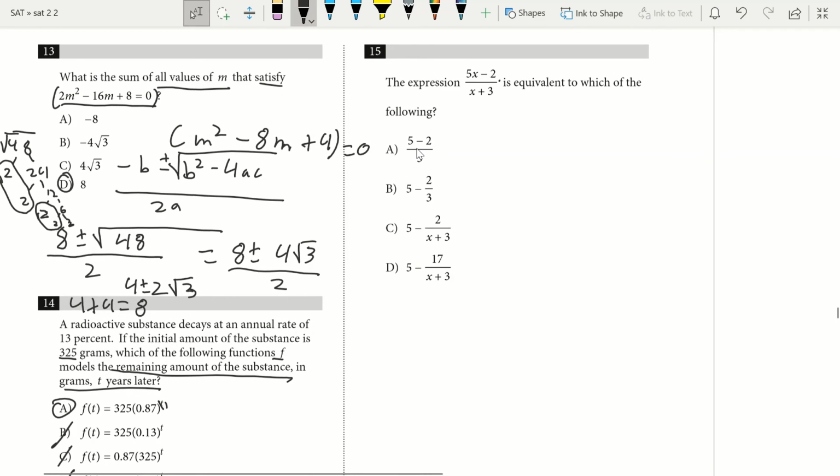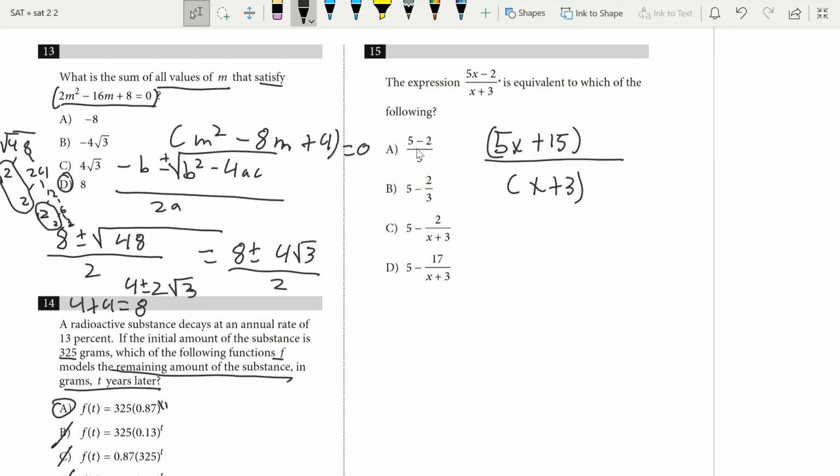Question 15. The expression 5x minus 2 divided by x plus 3 is equivalent to which of the following? Here's how we're going to solve this. This is kind of a tricky one, so pay attention. With the 5x minus 2, we can add something in and then subtract it so it doesn't actually change the expression. We want a factor of x plus 3 up top so it can cancel with the denominator for one part of our equation.